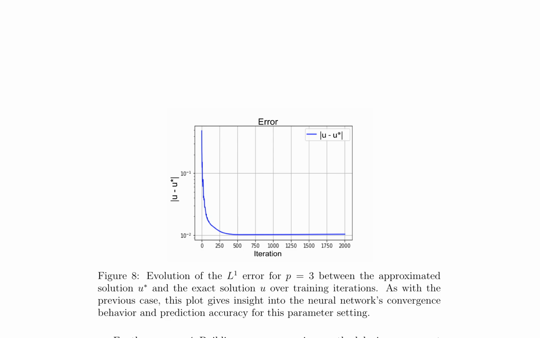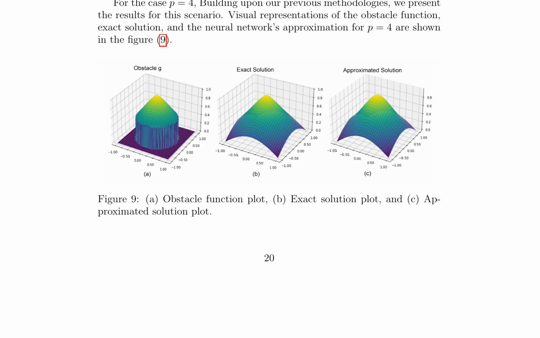Visual representations of the obstacle function, exact solution, and the neural network's approximation for p equals 4 are presented in Figure 9. This figure includes the obstacle function plot, exact solution plot, and approximated solution plot, showcasing the neural network's performance in this scenario. The paper demonstrates the effectiveness of the proposed approach in solving the obstacle problem, highlighting the importance of understanding the evolution of losses and convergence behavior for optimal neural network performance.